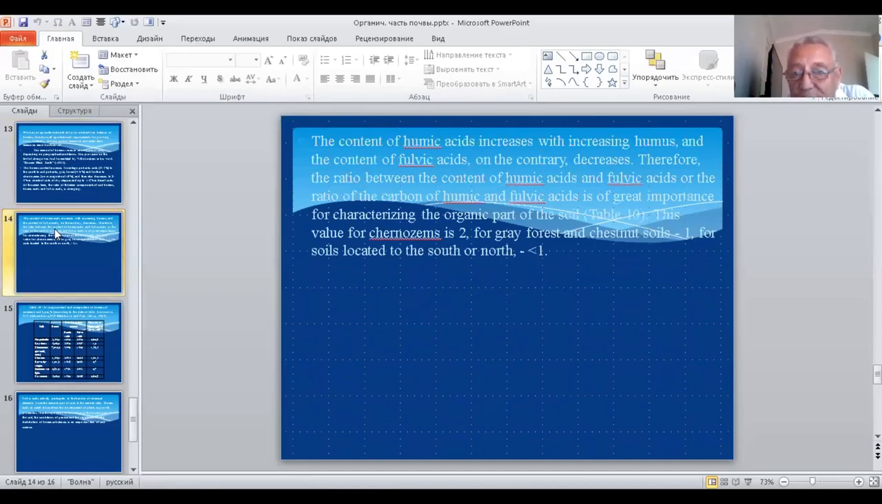The content of humic acid increases with increasing humus, and the content of fulvic acid decreases. Therefore, the ratio between the content of humic acid and fulvic acid, the ratio of the carbon of humic and fulvic acid, is of great importance for characterizing the organic part of the soil, Table 10. This value for chernozem is 2. For gray forest and chestnut soils, 1. For soils located to the south or north, less than 1.